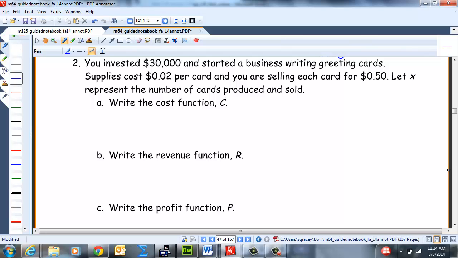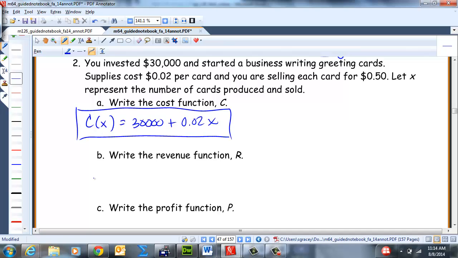So our startup is $30,000, all right? So that's our fixed cost. So the cost in X will be $30,000 plus, how much does it cost to make each card? Good, 0.02 times X. So the revenue function, we're charging 50 cents a card. So that's going to be 0.5 is 50 cents, times X.